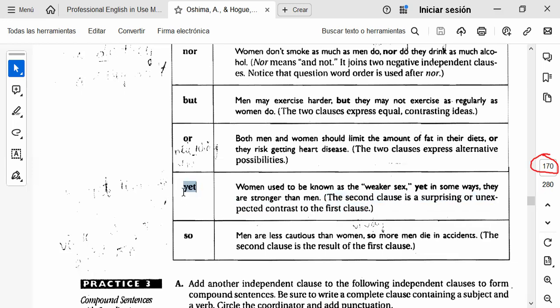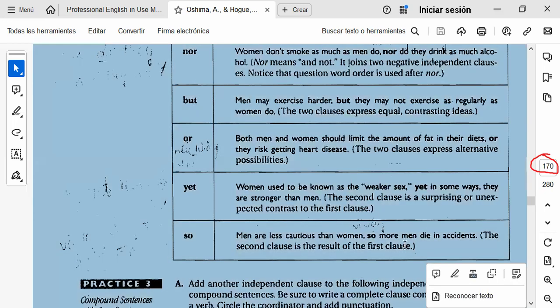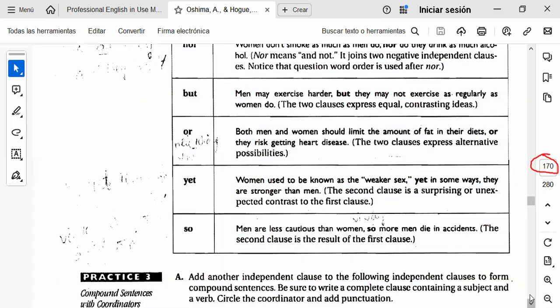Men are less cautious than women, so more men die in accidents. The second clause is the result of the first clause. So you have very clear examples of how you can use these connectors, the symbols. Okay, let's do the practice.